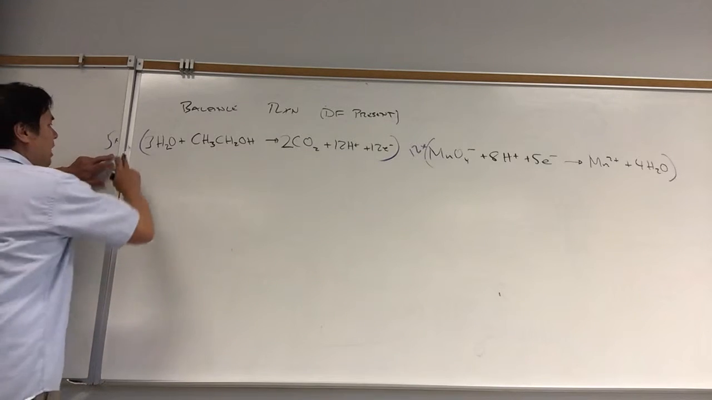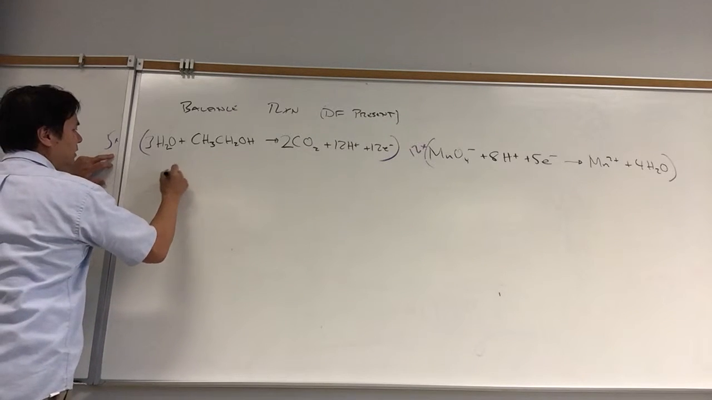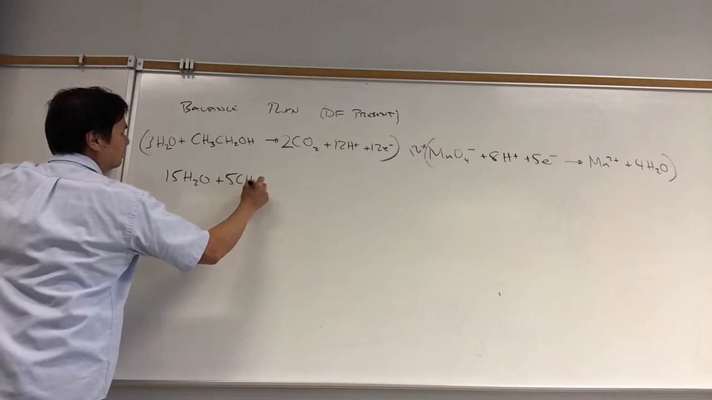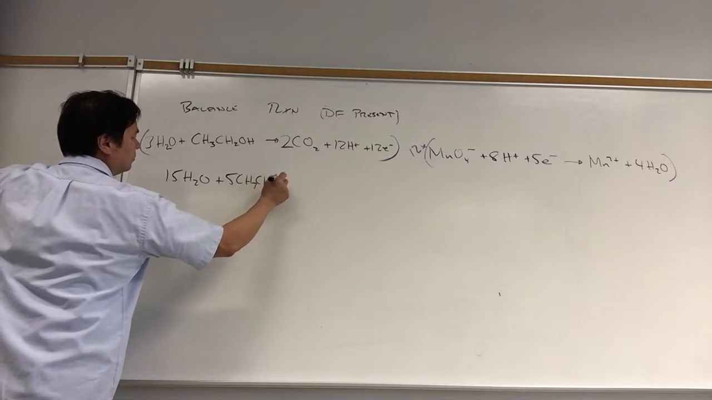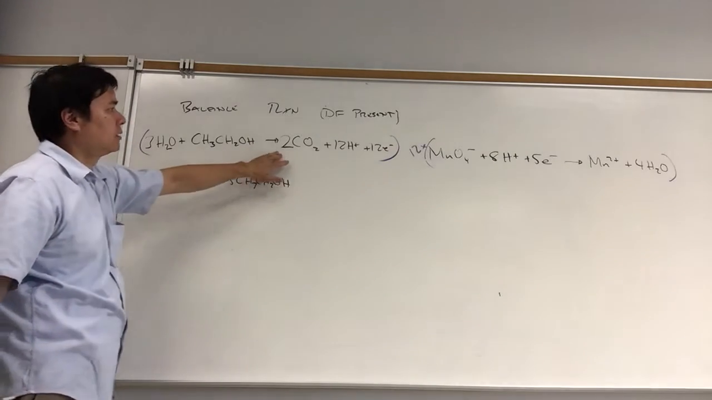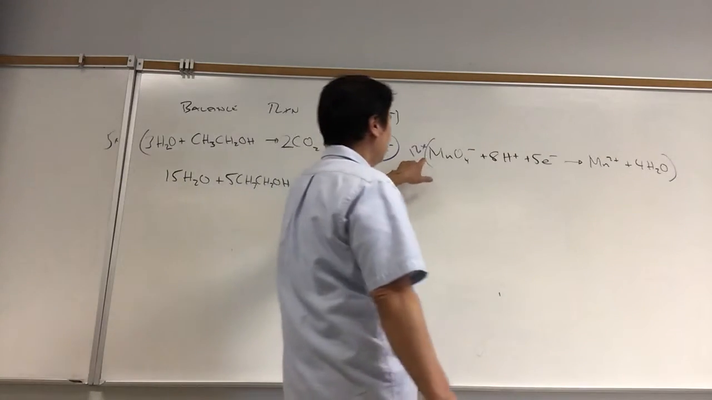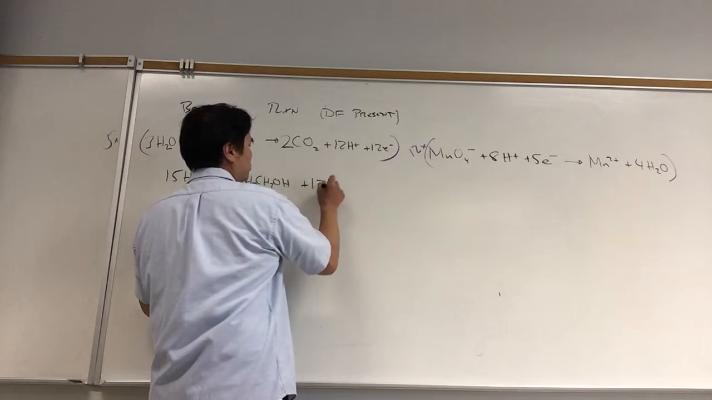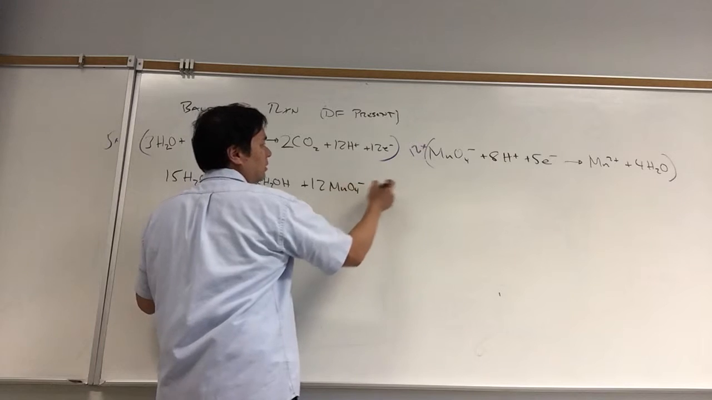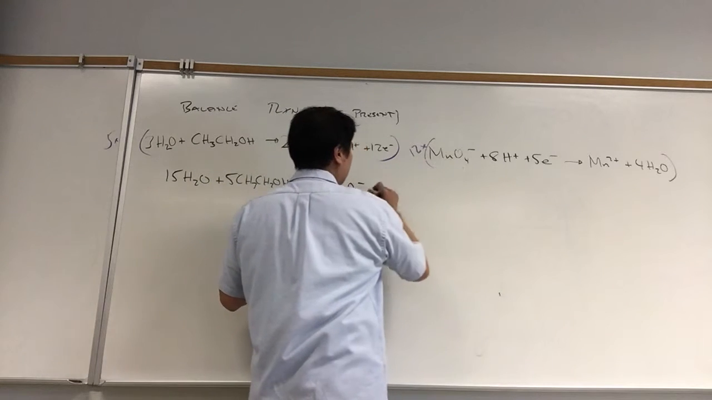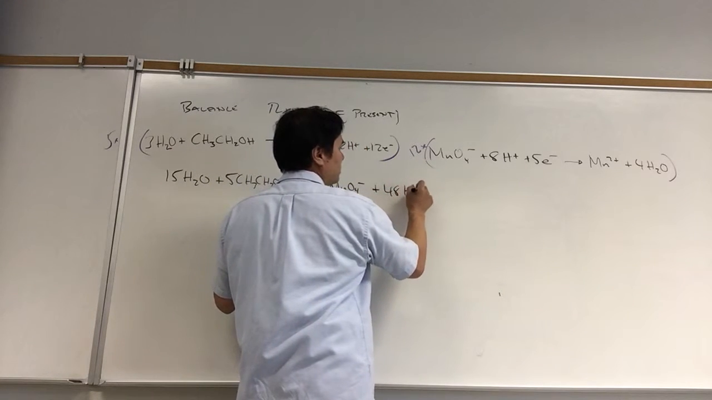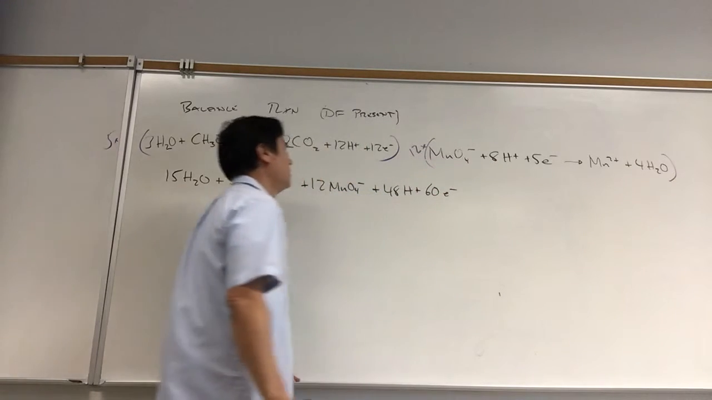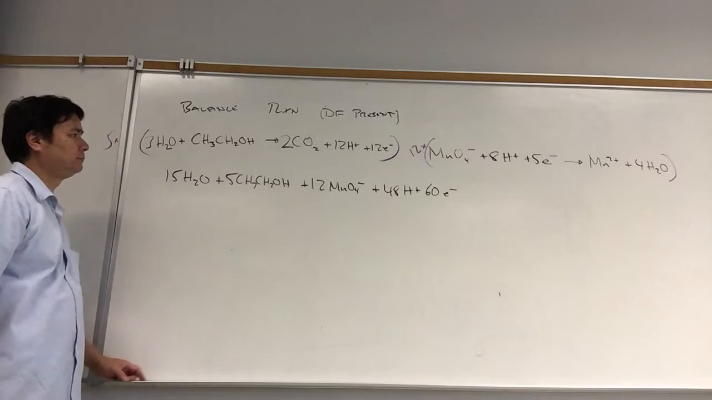All right, so let's go ahead and add everything up. 5 times 3 is 15 H2O plus 5 ethanol. Okay, this is product. I want to put all the reactants on the left. And so the next reactant would be 12 permanganates plus 12 permanganates. Plus 12 times 8 is 48 H plus. 12 times 5 is 60 electrons. And so these are all the reactants here.